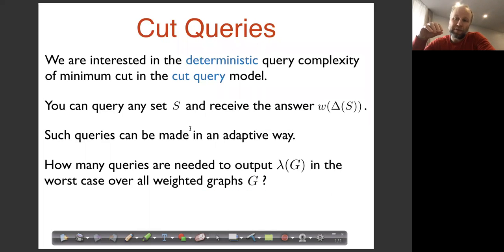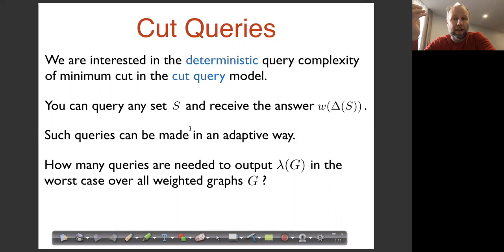Okay, so we're going to be interested in minimum cut in a different model, which is the cut query model. So what's that? We're going to study cut query actually in the deterministic setting. So just a deterministic algorithm that's able to ask cut queries to the graph. What does that mean? The algorithm can ask any subset of the vertices S, and it receives the answer, the weight of the cut whose shore is S. So it receives the answer W of delta of S. That's a cut query. You ask a set, you get the weight of the cut whose shore is that set.